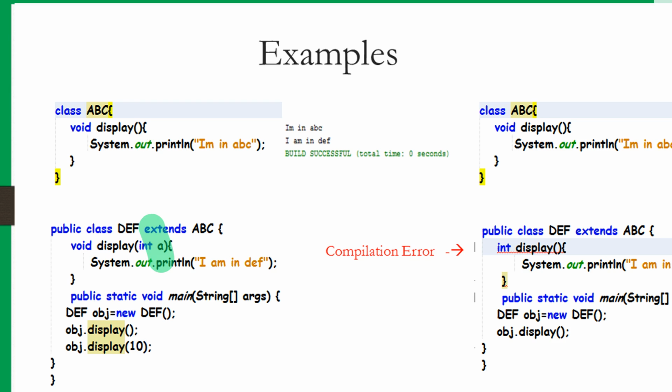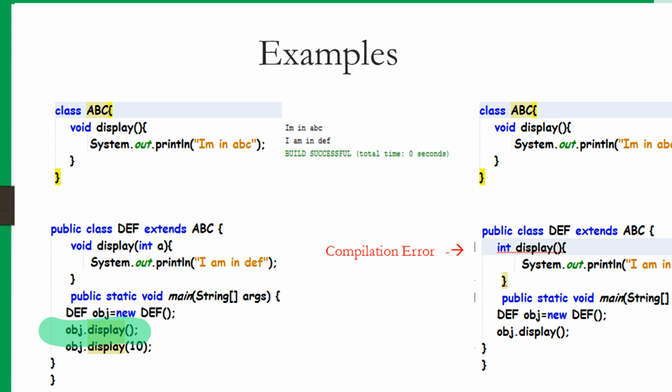This is not method overriding because these are not similar functions. This is known as method overloading in inheritance. What is method overloading? Method overloading is when same-name functions have different arguments. So this is method overloading in inheritance. If we try to call a display function after creating the object of this class, it will call the display function of this class.